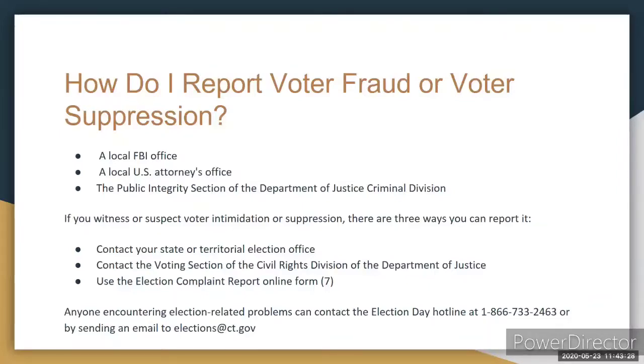Anyone encountering election-related problems can contact the Election Day hotline, and this is not just on Election Day, that's just the name of the hotline. There's a phone number there, or an email, so 866-733-2463, and also elections@ct.gov for Connecticut if you're reporting that.